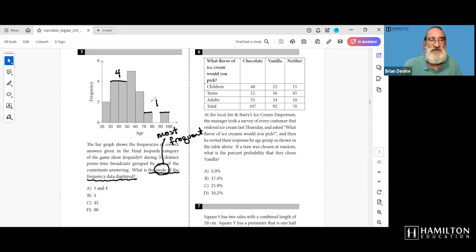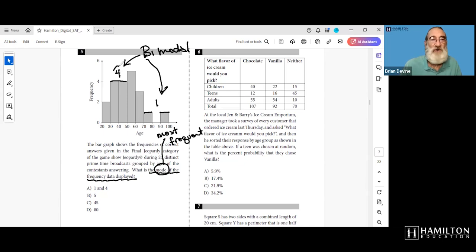The mode means the ones that show up the most. And so I do have a mode at 4, meaning that there are more 4s than any other range of data, I should say. And there are an equal amount of 1s. And so this would be what is called bimodal.